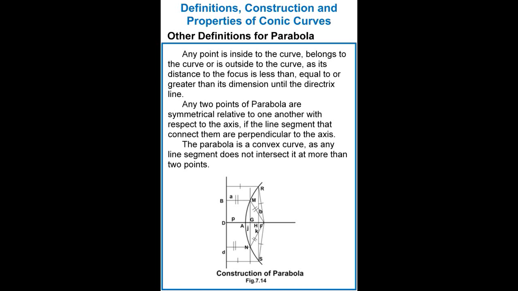The third definition says that the parabola is a convex curve, that is, any segment of any line does not intersect the curve in more than 2 points.